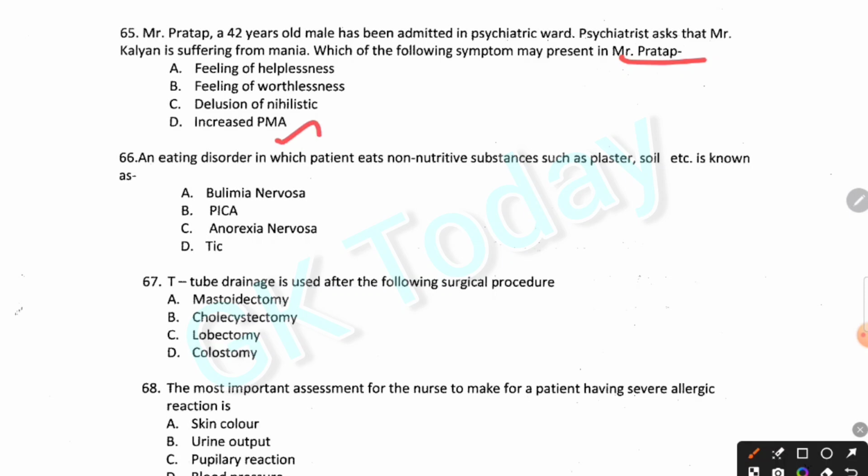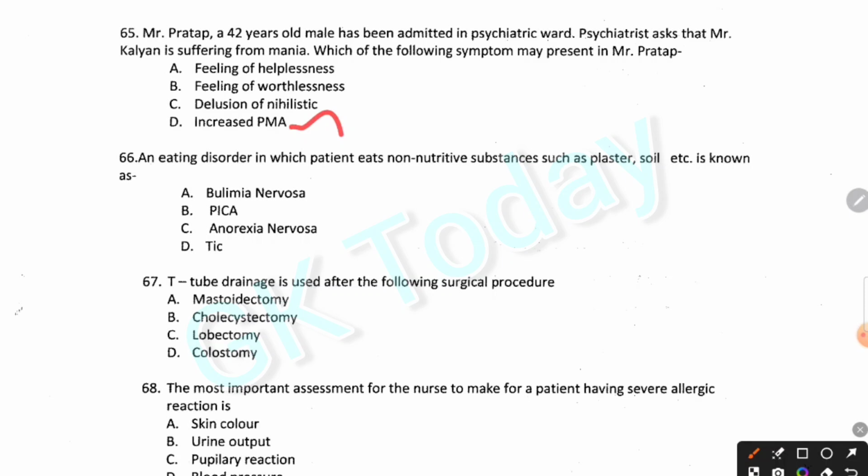Increased PMA. Mr. Pratap, a 42 years old male, has been admitted in psychiatric ward. Psychiatrist says that he is suffering from mania. Which of the following symptoms may be present in Mr. Pratap? Increased PMA. Option D is the correct answer.